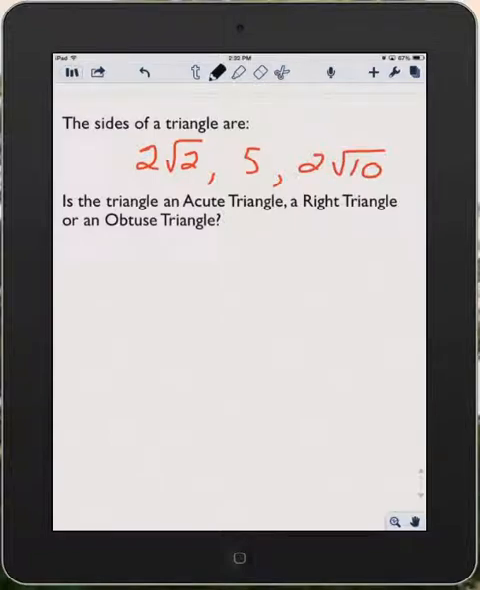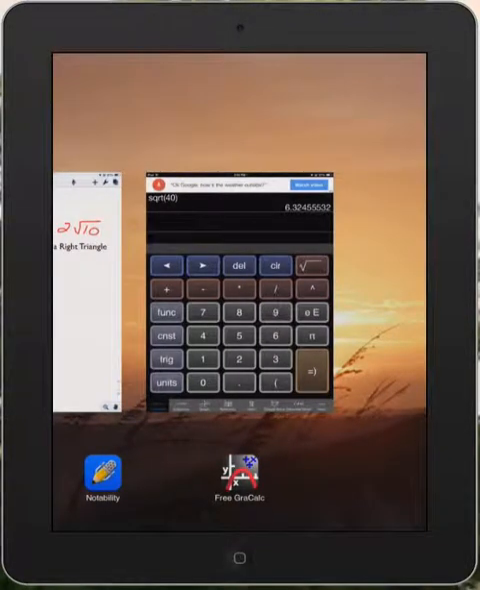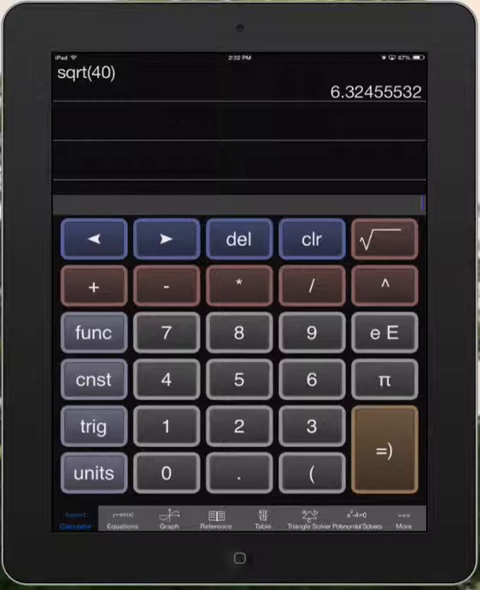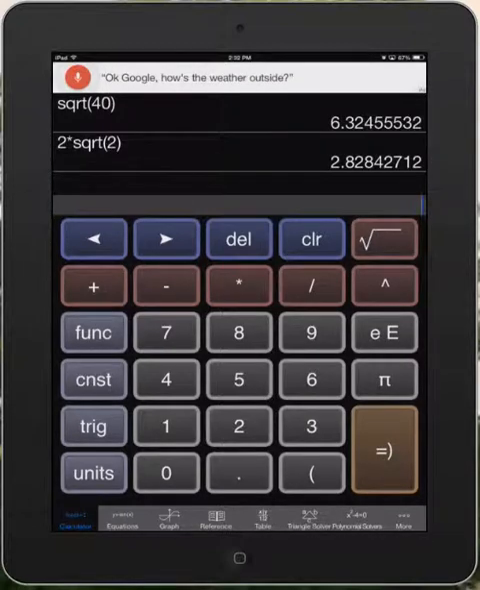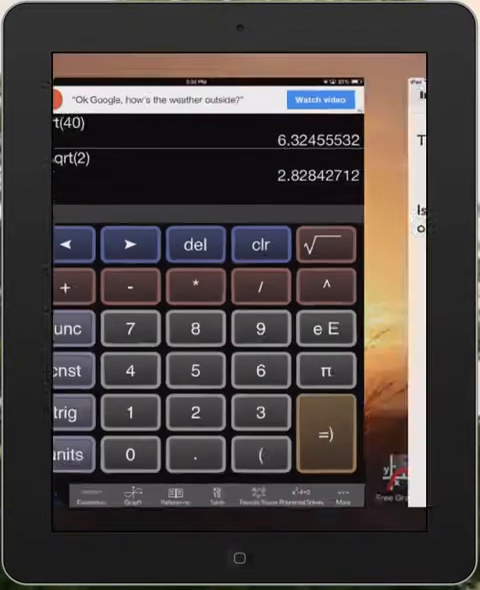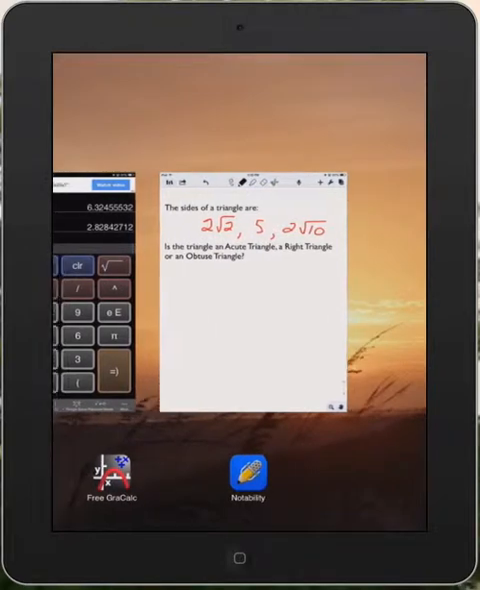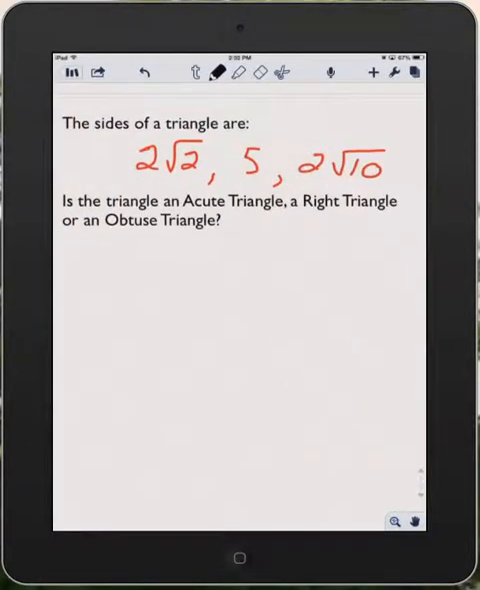Just open up your calculator and put into the calculator 2 times square root of 2. And we get approximately 2.8. So let's copy that down. So this first number is approximately 2.8. The next side already is an integer, 5. So far 5 is definitely the largest.